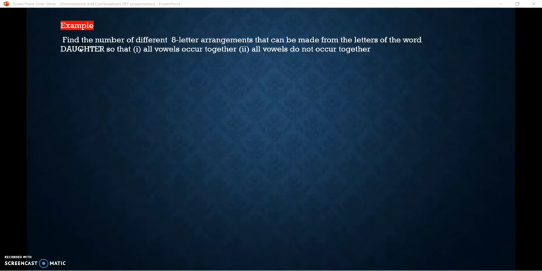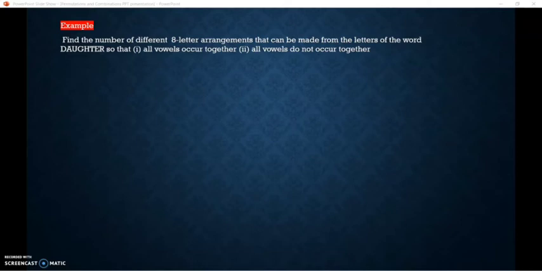Now, if I want to do that, then I have to find out what the vowels in the word daughter are. Vowels are A, I, E, O, U, and daughter has three vowels out of these: A is there, U is there, and E is there. So if I want to put vowels together, I will have to make them, on a temporary basis, one alphabet: A, U, E. Make sure that you take that as one alphabet, because they have to occur together.